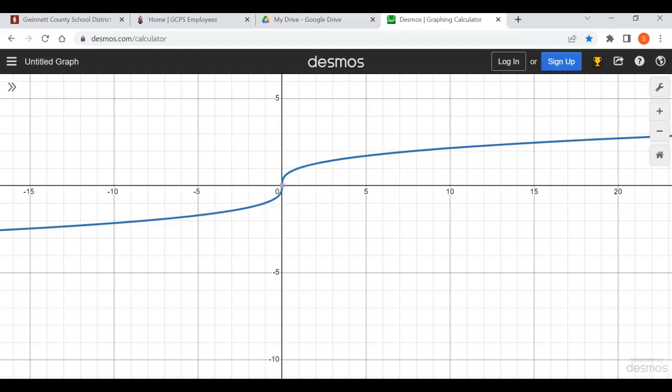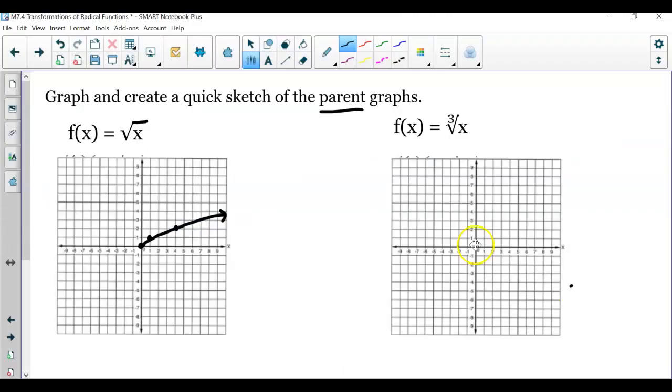So we're going to go ahead and create that quick sketch here of our parent function. So that is the cubed root. It's kind of like a little squiggly going through these points here and then continuing on. So that's the parent function.